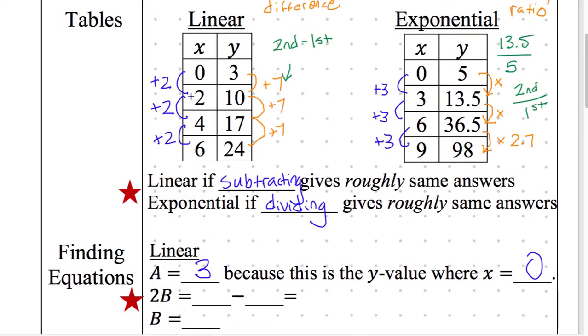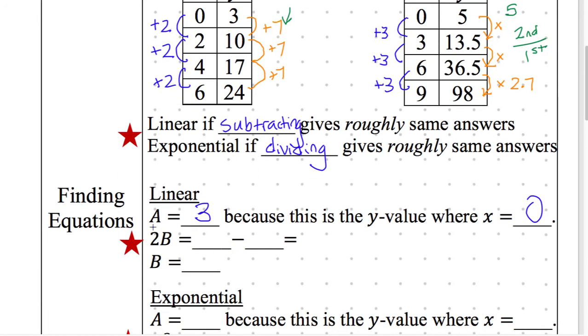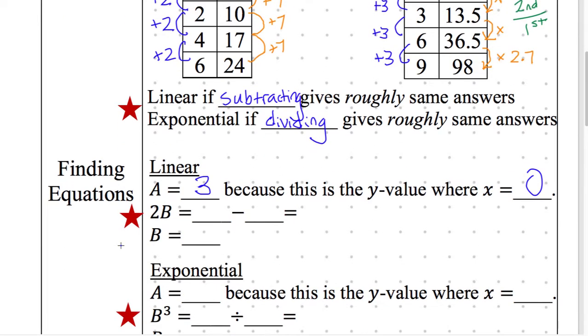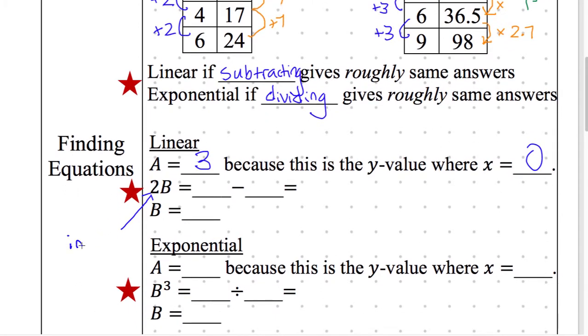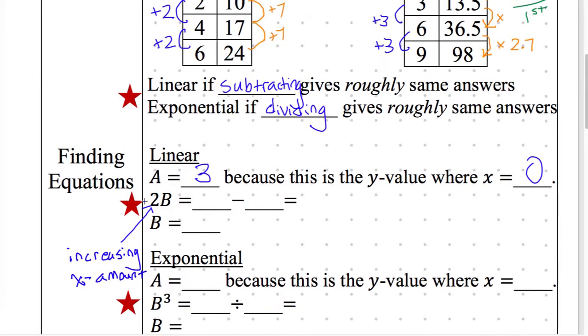Whatever the constant amount is on the left, that's what I start with. 2b in this case. So can we make a note of that? This is increasing X amount. X is increasing by 2. So 2b is equal to, okay, it's called a common difference.